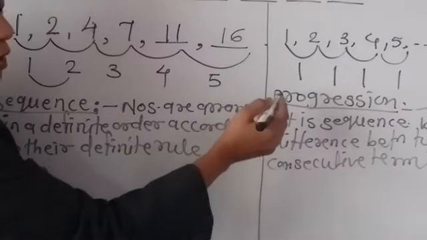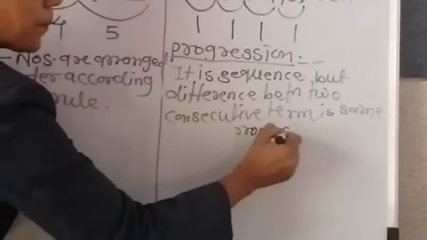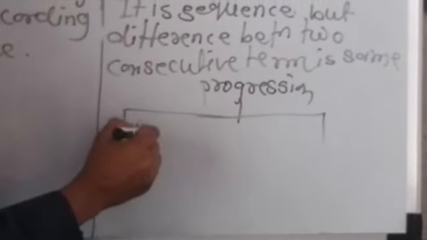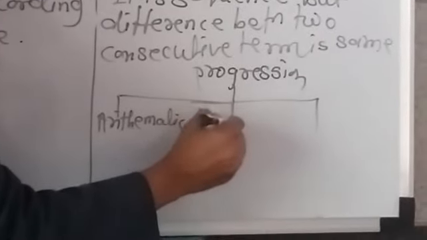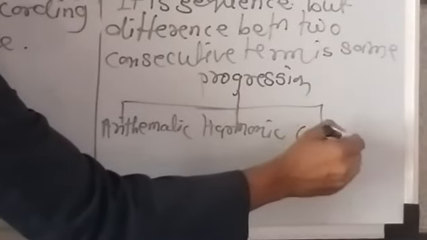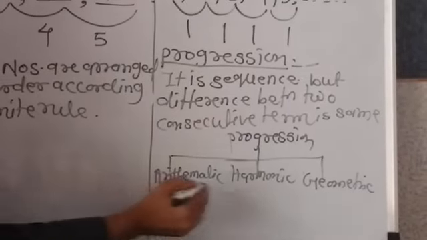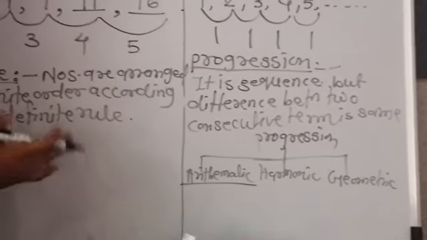So students, progression has three types. The first one is the arithmetic progression, that is AP. The second one is the harmonic progression and the third one is the geometric progression. So students, this year you study only arithmetic progression. So let's see what is meant by arithmetic progression.